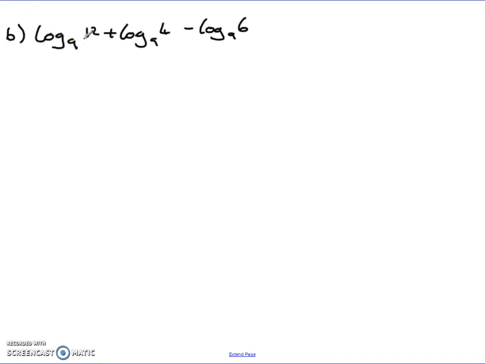Second question was log to the base 9 of 12 plus log to the base 9 of 4, take away log to the base 9 of 6. So this time we're combining three different elements. Again, first thing you have to look at: are the base values of the logarithms all the same? Yes, they are. I can combine all three of them together in one go. Remember, the plus means that we end up multiplying, the minus means that we end up dividing. So it's all going to end up with the same log, so log to the base 9.